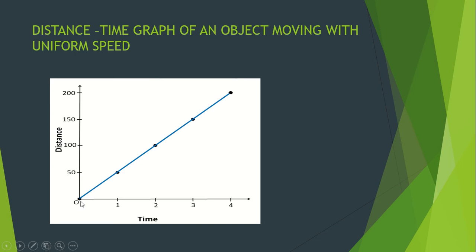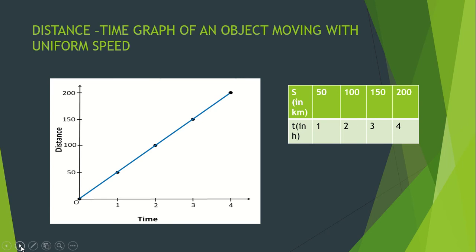So here in this particular graph you can see that the object is moving equal distances in equal intervals of time. Like you can see in the table, in first hour it is moving 50 kilometers, in second hour it is moving 100 kilometers, in third hour it is moving 150 kilometers, and in fourth hour it is moving 200 kilometers. And when you join all these points, you will find that it is a straight line, which clearly depicts that the object is showing uniform motion or it is moving with uniform speed.